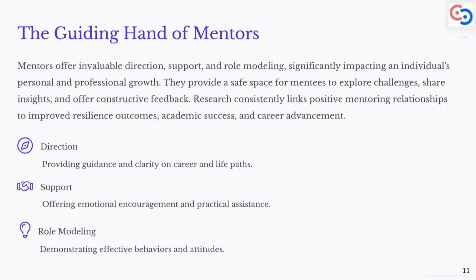Then comes the role of mentors. Mentors can be teachers or family friends. They are the ones who offer invaluable direction, support and role modeling. Having a mentor will significantly impact an individual's personal and professional growth. In terms of challenges, if an adolescent has a mentor, they will know where to reach out and where they can get guidance. Researchers have shown that positive mentoring relationships improve resilience in individuals. It also improves academic success and career advancement.